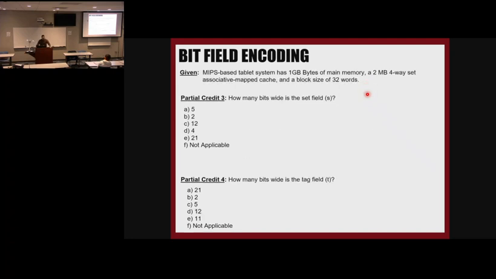So next question. Now that we know that we have sets, we have a field called set in set associative. How many bits wide is the set field? So we have 2 here, which is choice B, right?